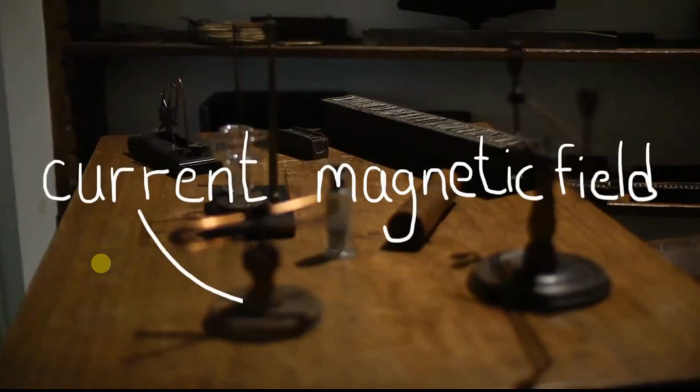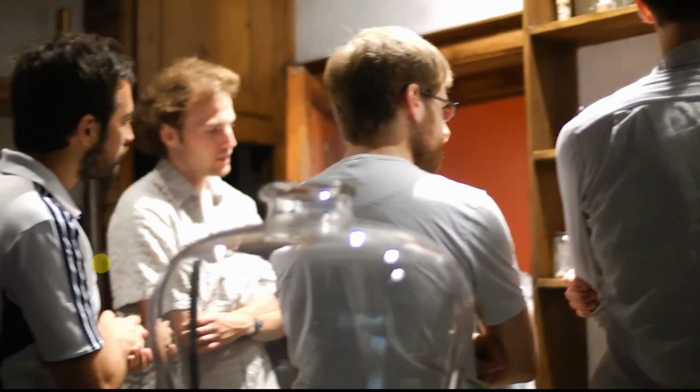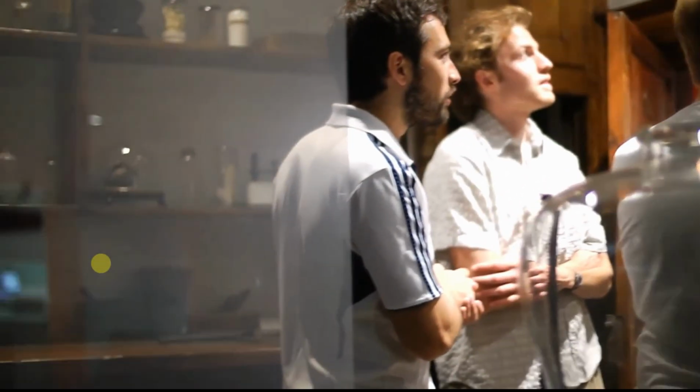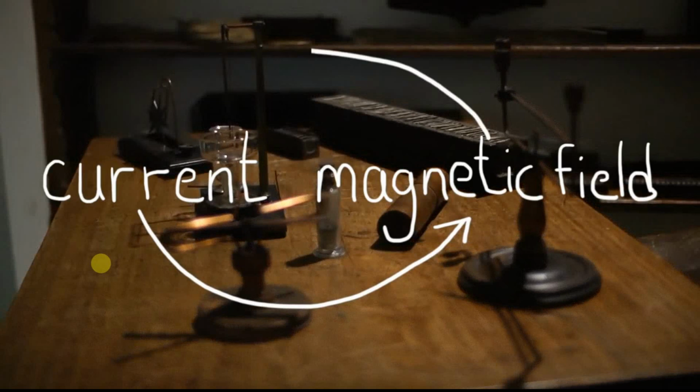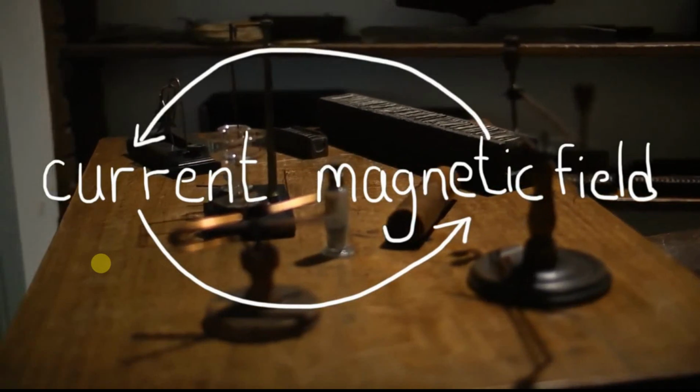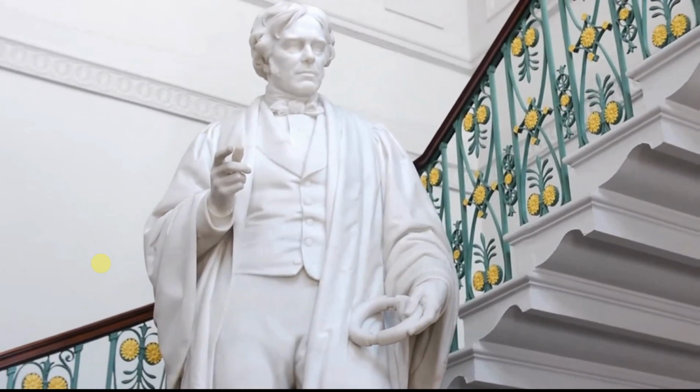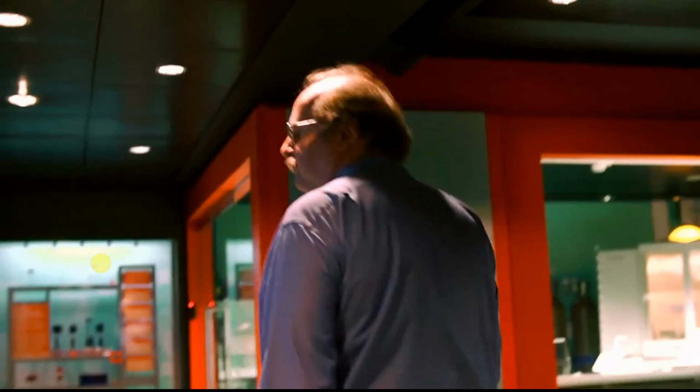In Faraday's time, it was known that electric current creates a magnetic field, but it remained an open question whether the reverse is possible, if a magnetic field could generate electric current. Faraday answered this question with his most famous apparatus. Faraday's electromagnetic induction ring, which is this.